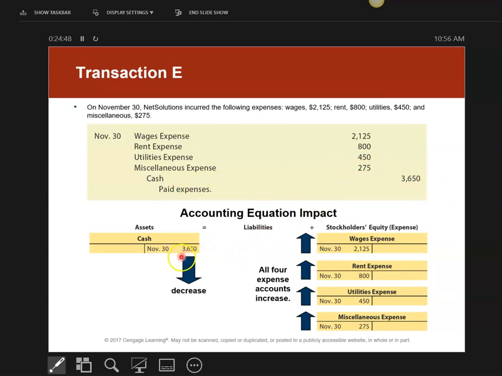And so here's what's happening down here on my T accounts. I'm decreasing my cash. It shows that I'm increasing my expenses, but remember, expenses subtract from equity. So really, these are negatives down here. Okay, so this is transaction E, where I spent money.